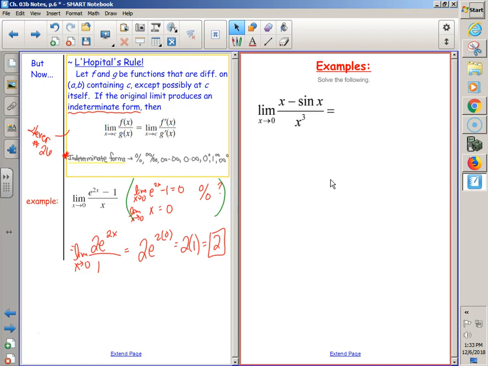41 and 51. Oh, I like 41. And I like 51.